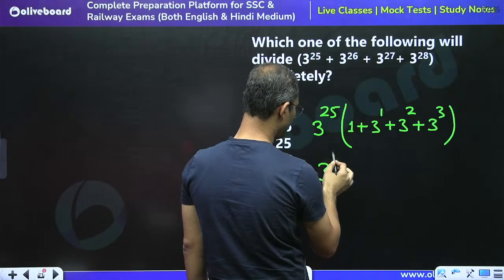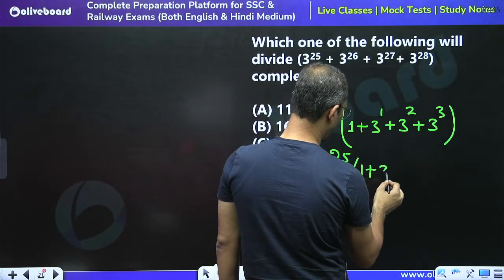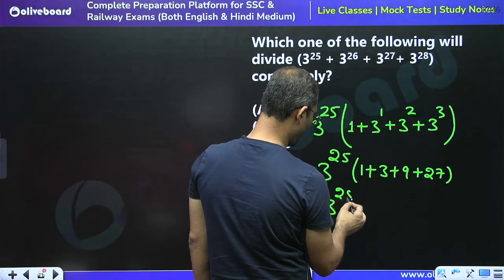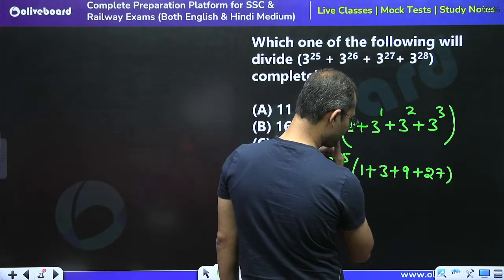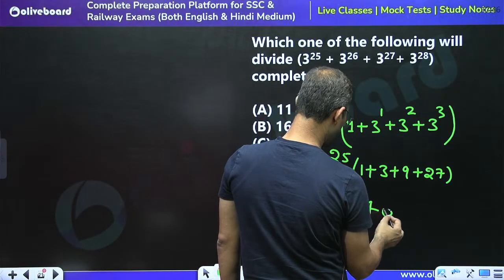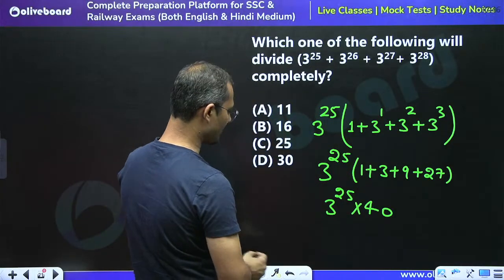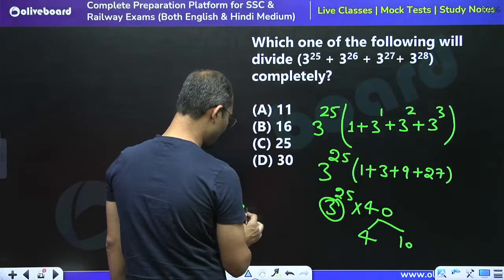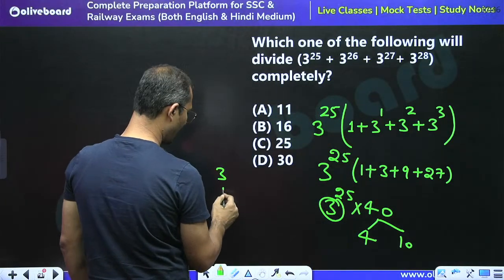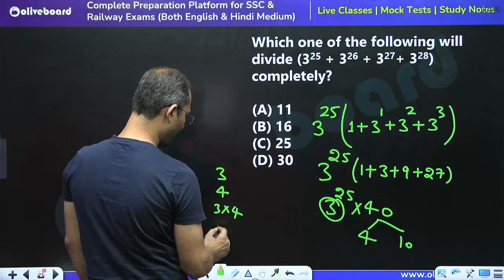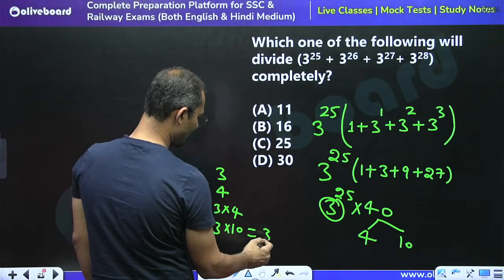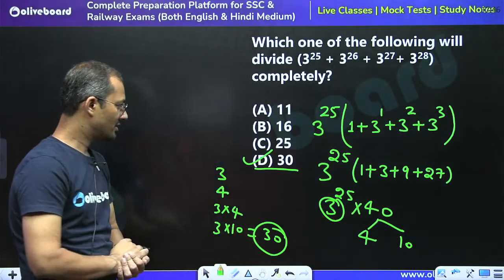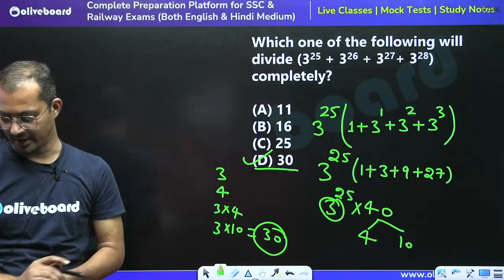So 1 plus 3 plus 9 plus 27 is 40. So we have 3 to the power 25 into 40 as a factor. We can say that 4 is a factor and 10 is a factor, 3 is also a factor. So it can be divisible by 3 into 4 or 3 into 10. 3 into 10 is matching, so D is the right answer. The given expression will be divisible by 30 only.